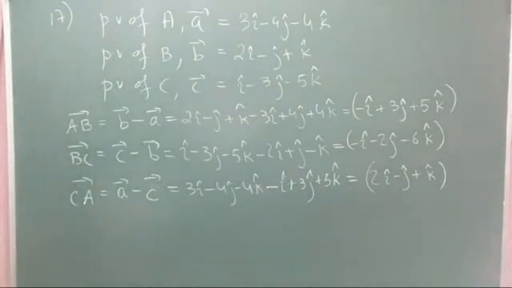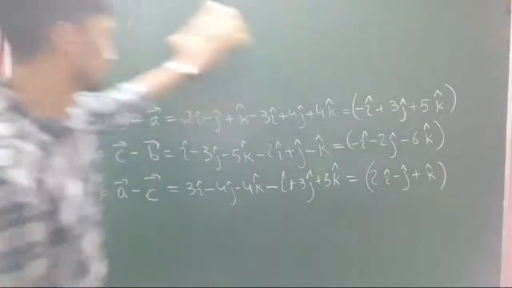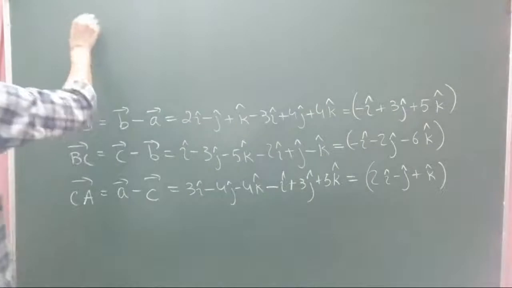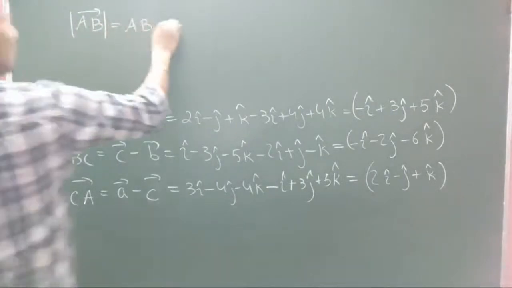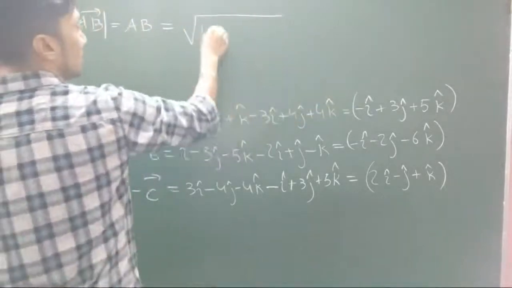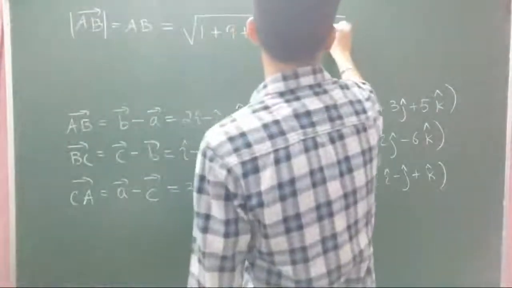Now we can find out their magnitudes, which will give us the sides. Calculate the magnitudes now quickly. So AB is minus i plus 3j plus 5k, BC is minus i minus 2j minus 6k, and CA is 2i minus j minus k. Let's find the magnitude of vector AB. That will give us the side AB: root over minus 1 square, 1, plus 3 square, 9, plus 5 square, 25. So that would be root 35.